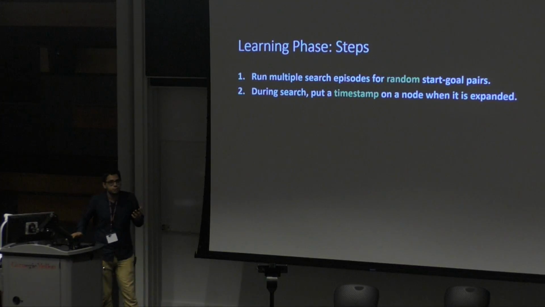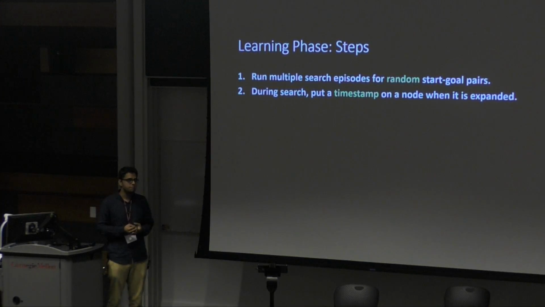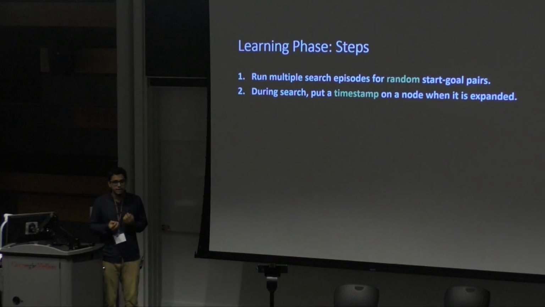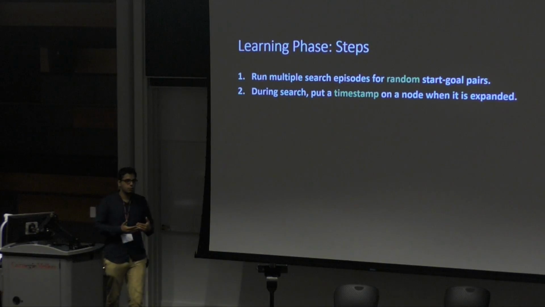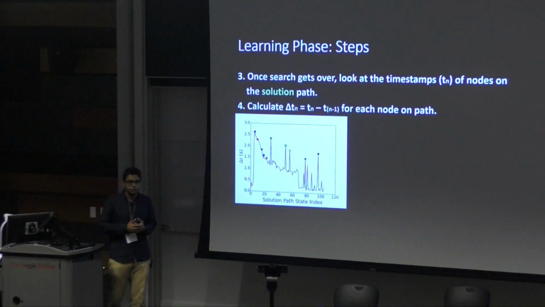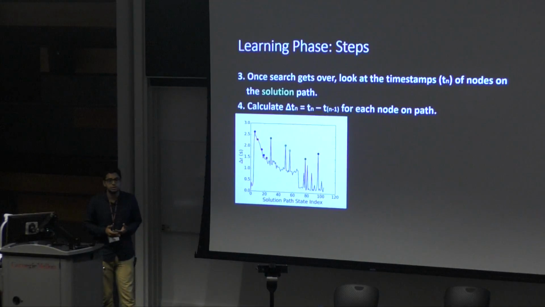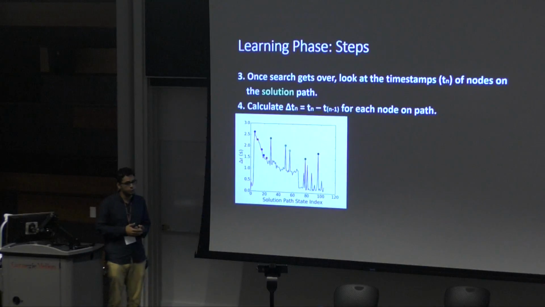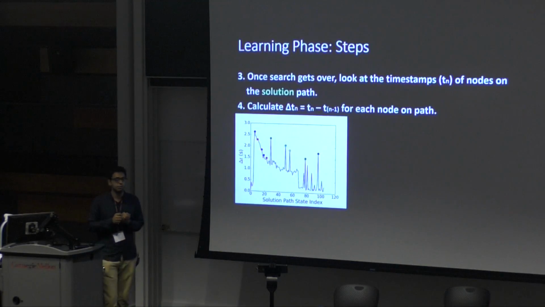So firstly, of course, we want to get a model of the environment in terms of the local minima. We randomly select start and goal pairs from the environment, and then we plan between those pairs. During search, we put a timestamp on each of these nodes whenever they were expanded. Once the search gets over, we look at the states which finally made it onto the final path. So for example, if you expanded 1,000 states to find a solution, and only 100 of them finally made it to the solution, you will look at those 100 states which are on the solution.